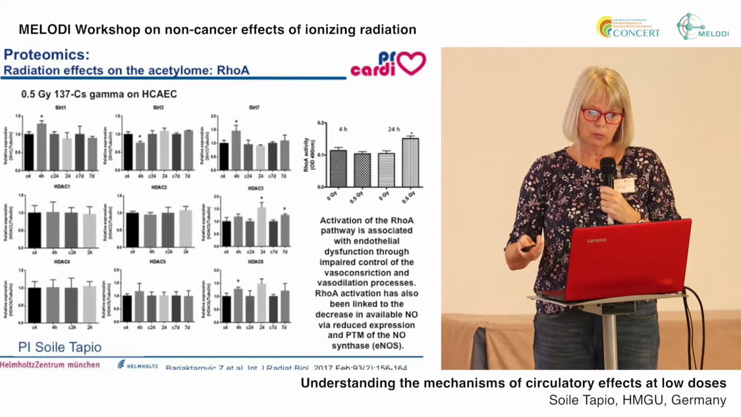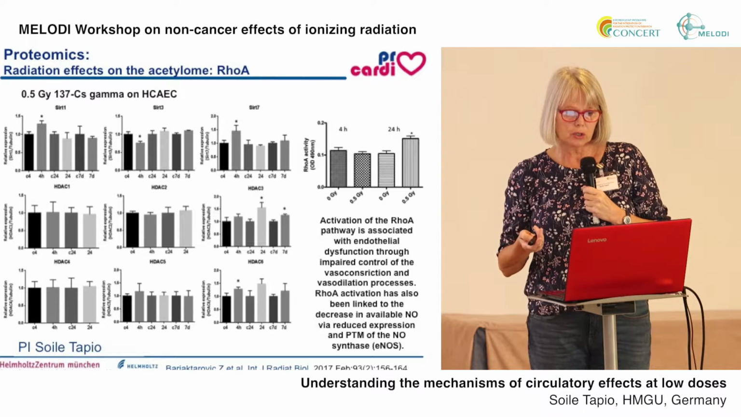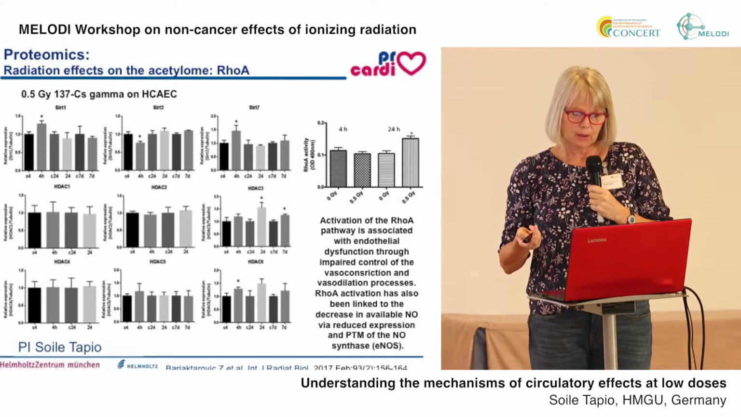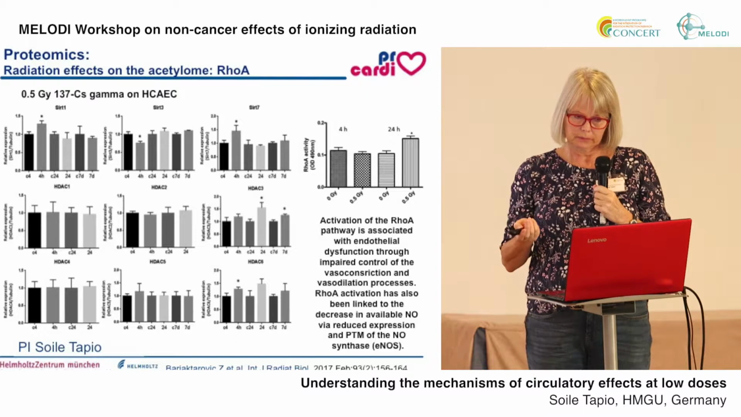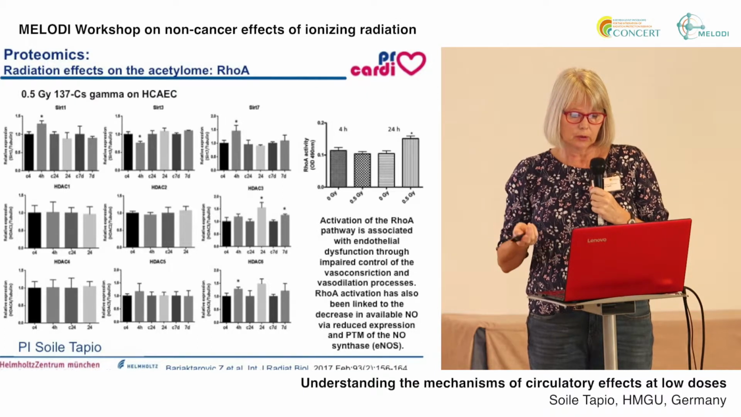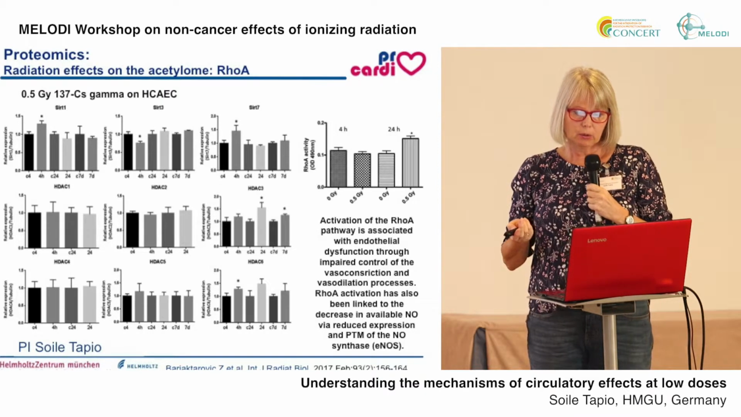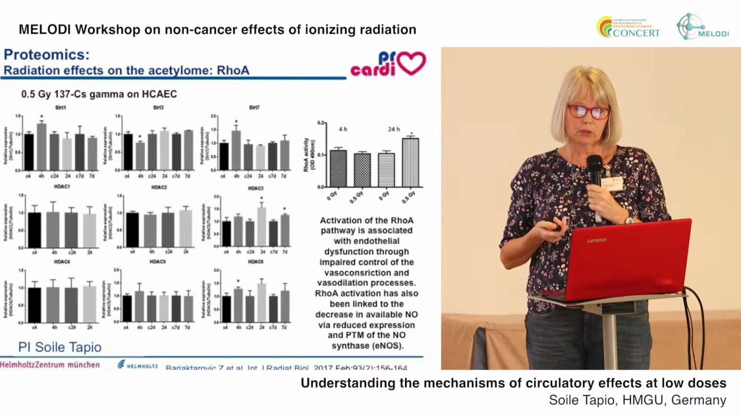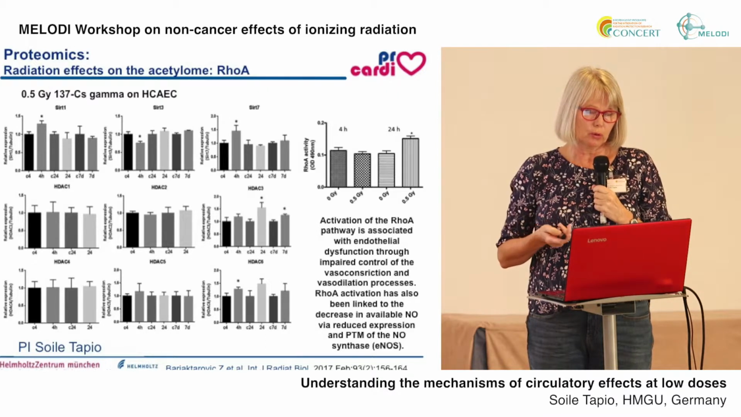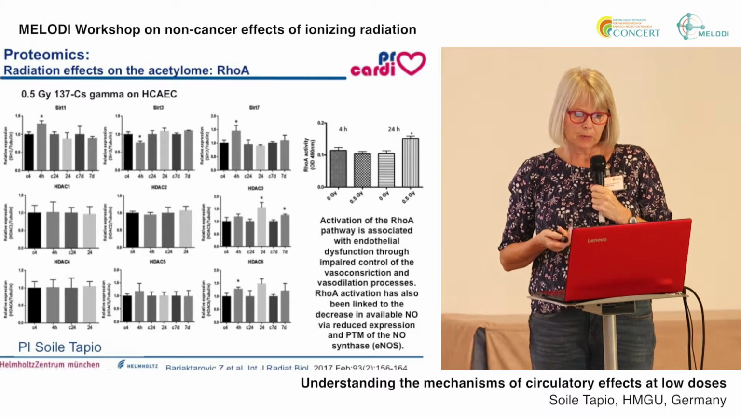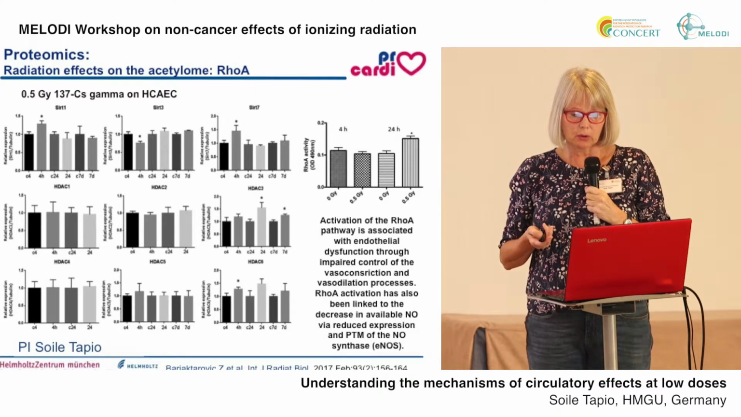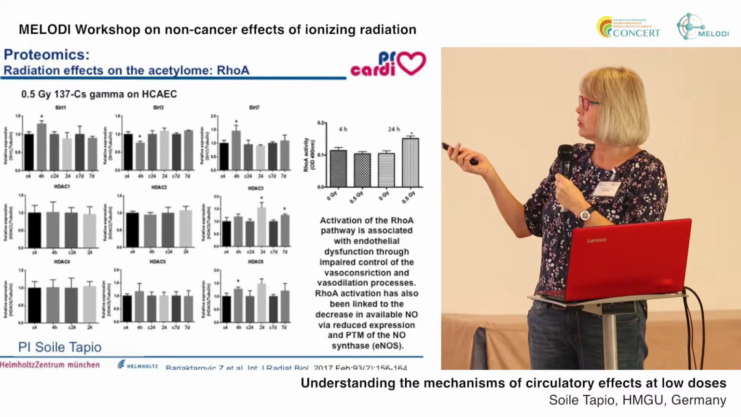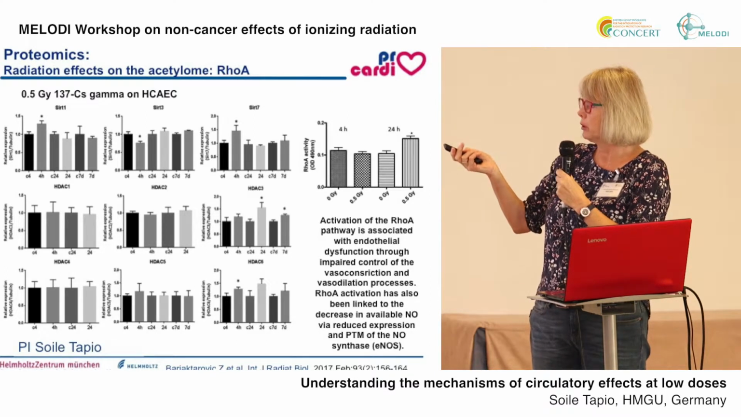My group, we were more interested in post-translational modifications after the irradiation. We could show that if you have 0.5 gray gamma source on these human coronary artery endothelial cells, then you have changes in the acetylome of these endothelial proteins. They get more acetylated. And we also measured all sirtuins or all HDACs. And we could show that the most affected pathway was the RhoA. It was activated, and we also showed this with an activation assay. So this is after 24 hours, it's activated with the 0.5.